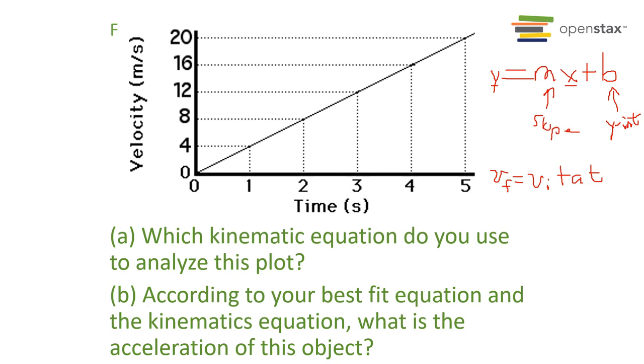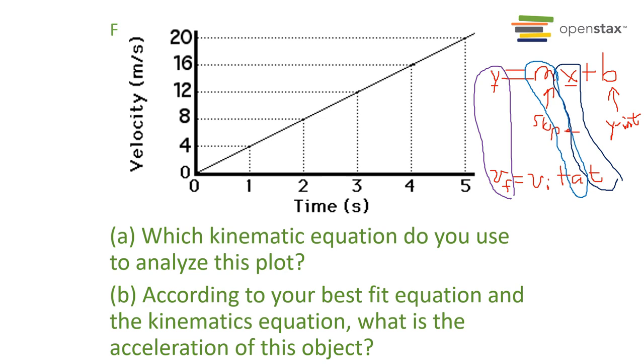This is the y-axis. This is the x-axis, because time is on the x-axis, which will make the slope the acceleration of the system, and initial velocity is the y-intercept. So now we've connected the generic line of a formula with the variables in our kinematics equation. So this is the kinematics equation we will use.